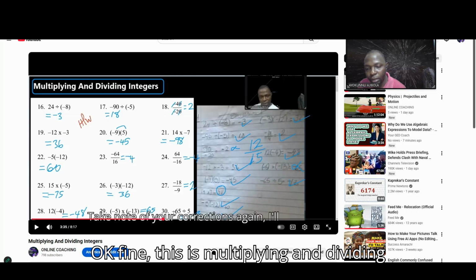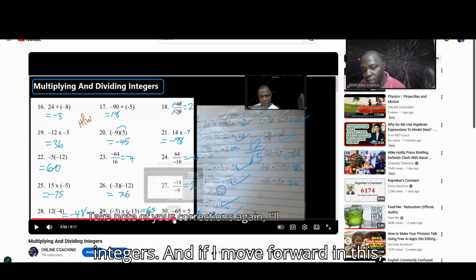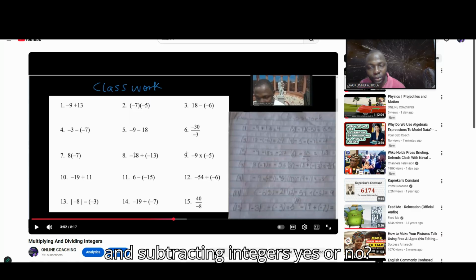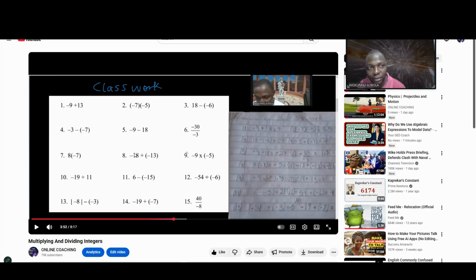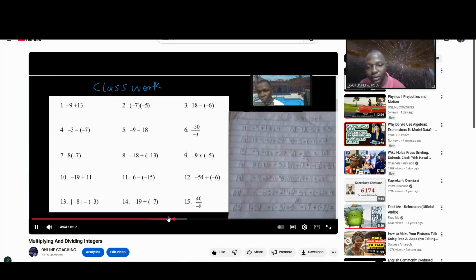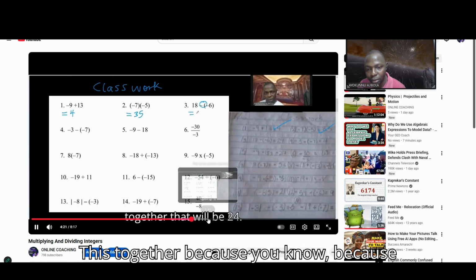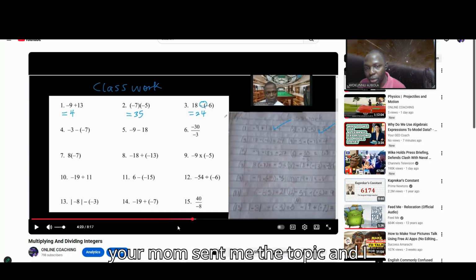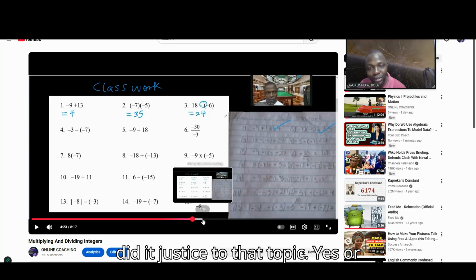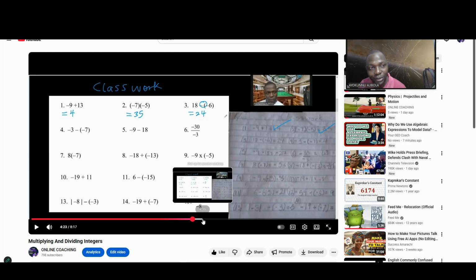Okay, fine. This is multiplying and dividing integers. And if I move forward in this, what did you see here? This is adding and subtracting integers. Yes or no? Let me play. That will be 24. Because your mom sent me the topic and I did justice to that topic. Yes or no?